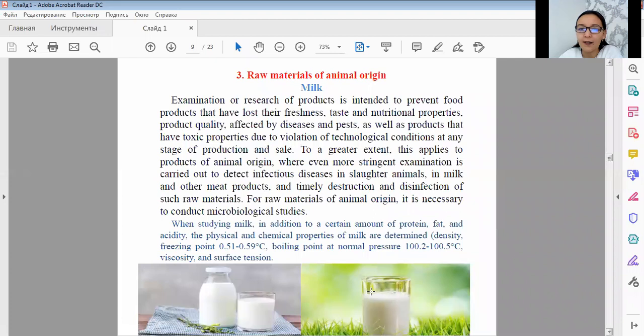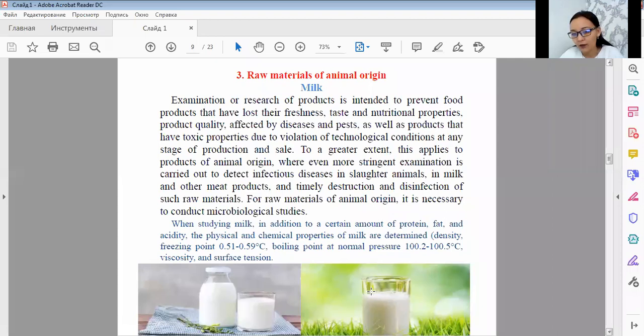Examination or research of a product is intended to prevent food products that have lost their freshness, taste, and nutritional properties, product quality affected by disease and pests, as well as products that have toxic properties due to violation of technological conditions at any stage of production and sale. To a greater extent, this applies to products of animal origin, where even more stringent examination is carried out to detect infectious disease in slaughter animals, and in milk and other meat products, and the timely destruction and disinfection of such raw materials. For raw materials of animal origin, it is necessary to conduct microbiological studies.